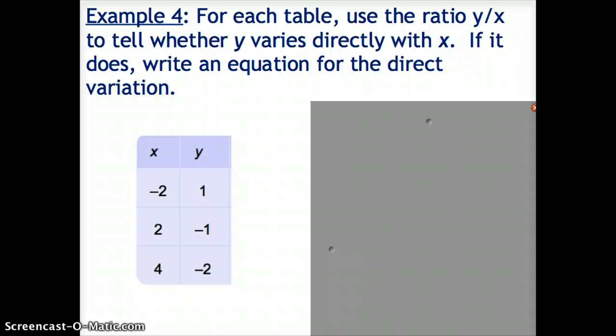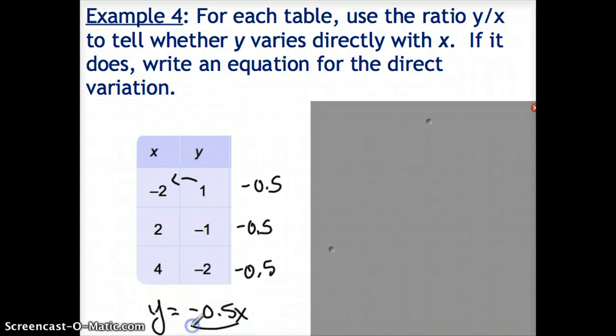All right. So a lot of times we're going to look at a table, and I want you to see if the ratio y over x is a constant to say whether or not y varies directly with x. If it is direct variation, make up an equation for yourself. Okay, you try this one on your own, see if you can get it. Basically all I'm doing is every time I'm dividing y by x, and here I get -1/2 or -0.5. Here I get -0.5. Here I get -0.5. Every single time we got the same ratio, so therefore it is a direct variation. My equation is y equals -0.5x.